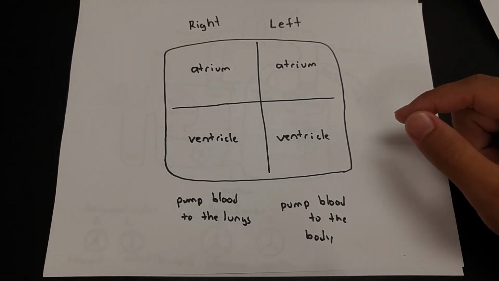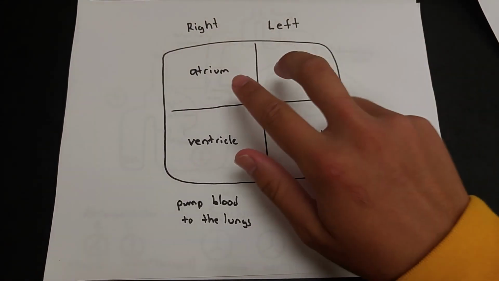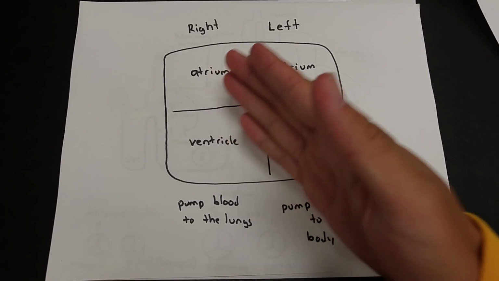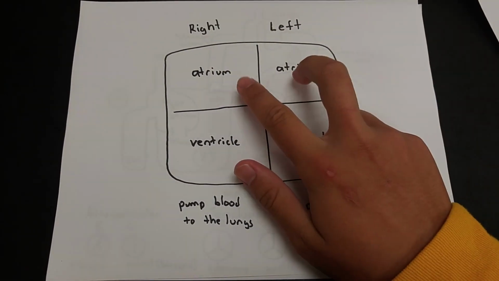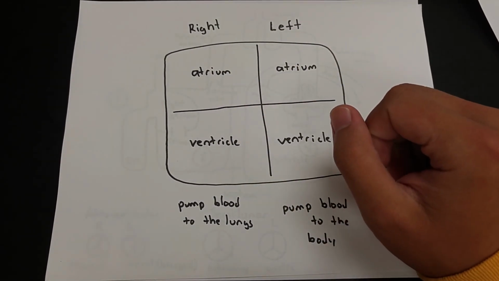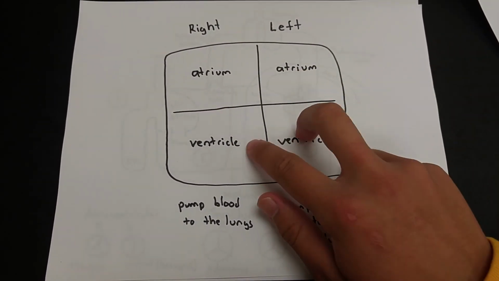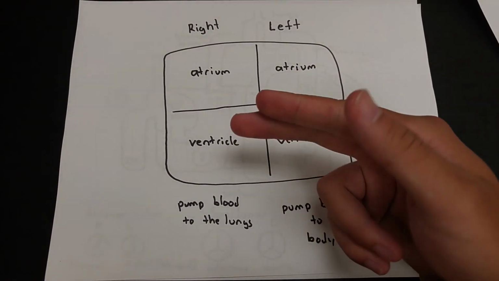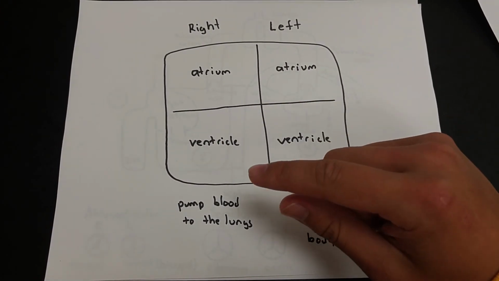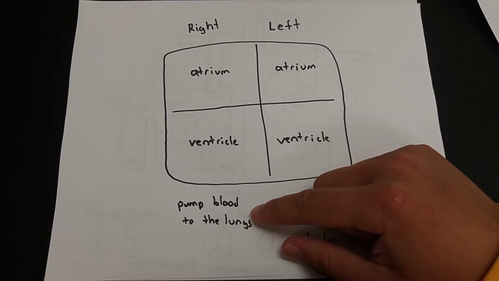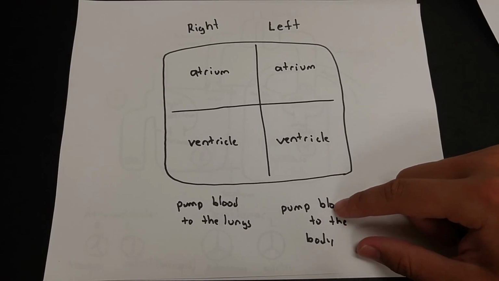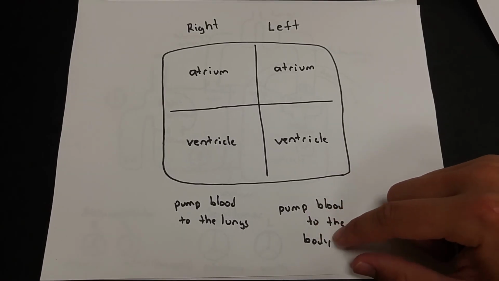Here's the basic anatomy of the heart. It has four chambers and a right and a left side. The top two chambers are called atria, and the singular of that is an atrium. The bottom two are called ventricles. The right side of the heart pumps blood to the lungs, and the left side pumps blood to the body.